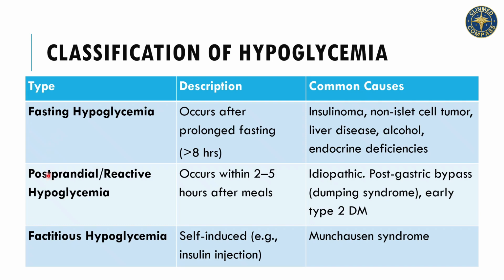You have the postprandial or reactive hypoglycemia. Occurs within 2 to 5 hours after meals. Common causes include post-gastric bypass as in dumping syndrome. Then we have the factitious hypoglycemia. This is basically self-induced as in Munchausen syndrome.